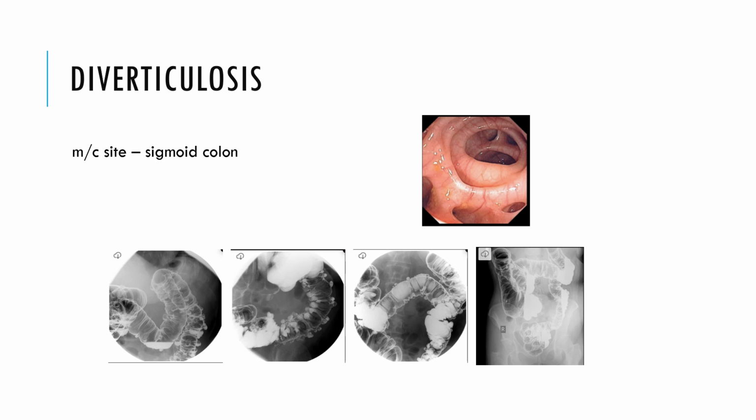Okay, now coming to diverticulosis, which can be a common cause of lower GI bleeding in the elderly. The most common site is the sigmoid colon. What happens in diverticulosis is there are outpouchings from the colon. Here in the barium study, you can see there are several, multiple outpouchings. That is called diverticulosis. If it is getting inflamed, it's called diverticulitis.